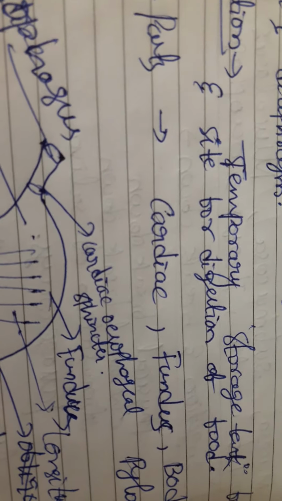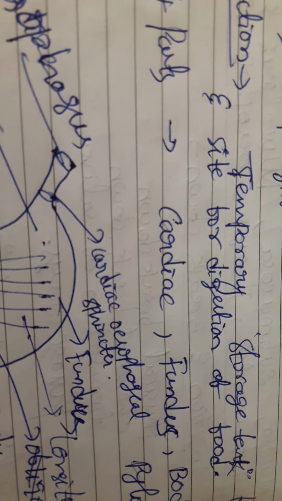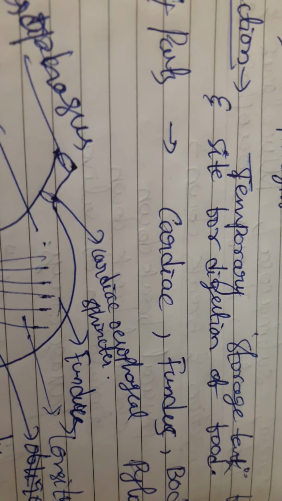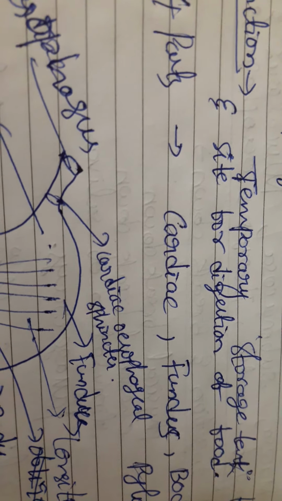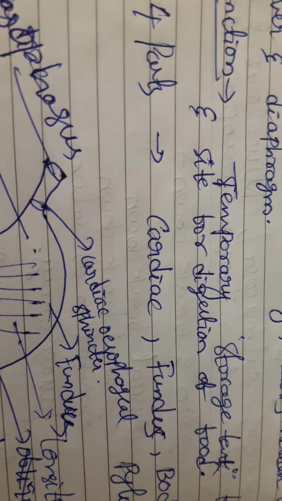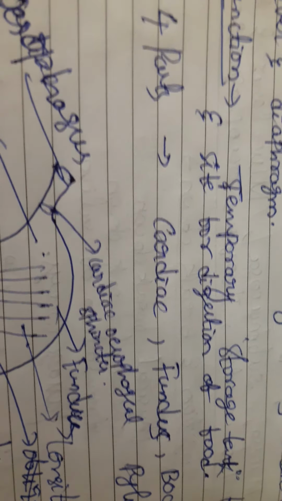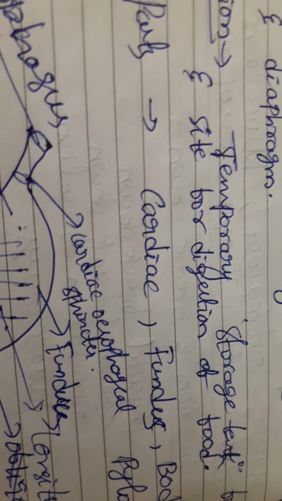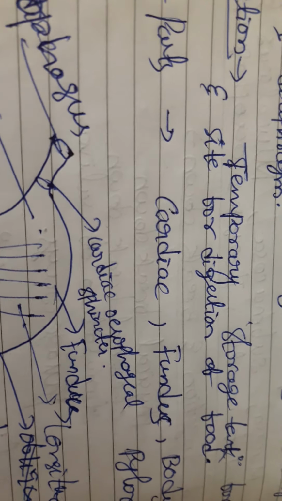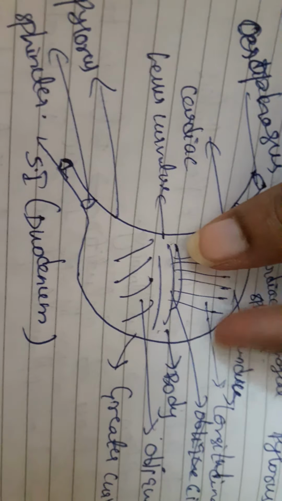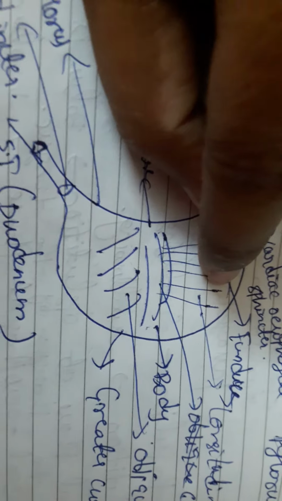Whenever food moves from the mouth to the esophagus, and from the esophagus to the stomach, the movement takes place through the cardioesophageal sphincter, the muscle which contracts and allows the movement of food from the esophagus to the stomach. Next, the fundus is the expanded part of the stomach. See here, this expanded part we call the fundus.